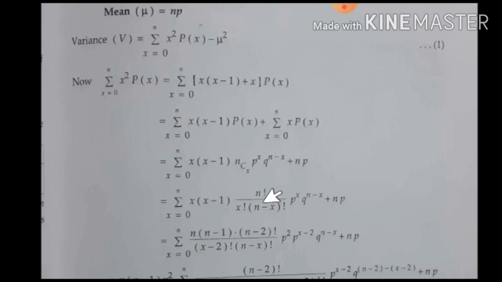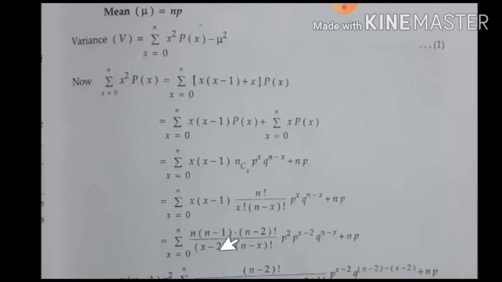So you can write down x factorial as x into x minus 1 into x minus 2 factorial, where x into x minus 1 will get cancelled in the next step and left out with only x minus 2 factorial. Since x is done with x minus 2 factorial, n factorial also can be converted into n minus 2 factorial. So it can be written as n into n minus 1 into n minus 2 factorial.